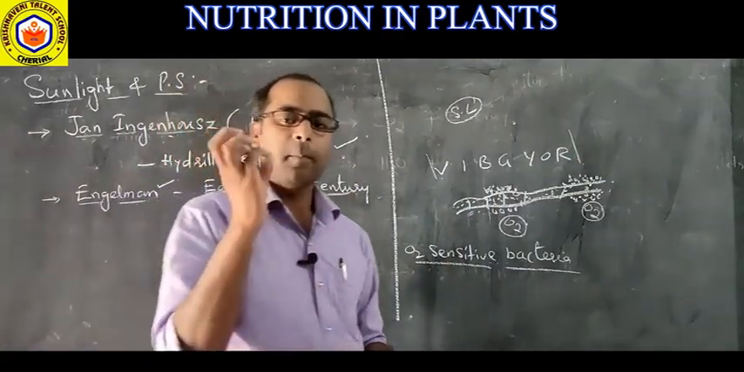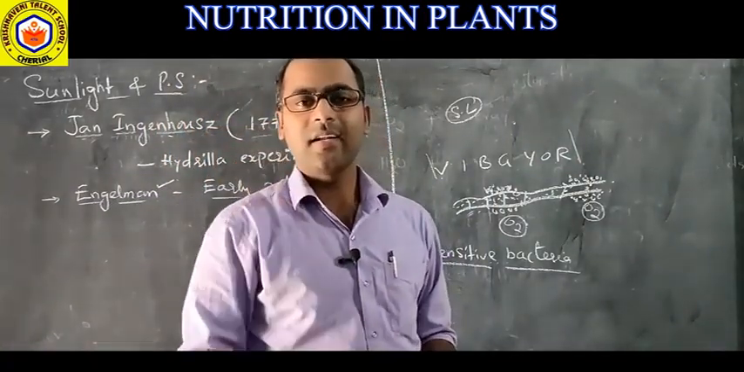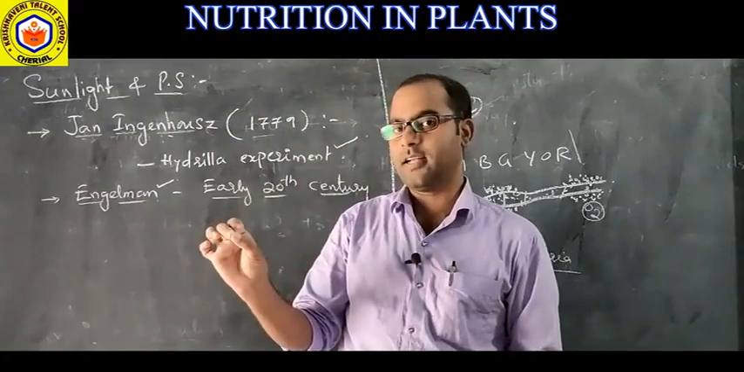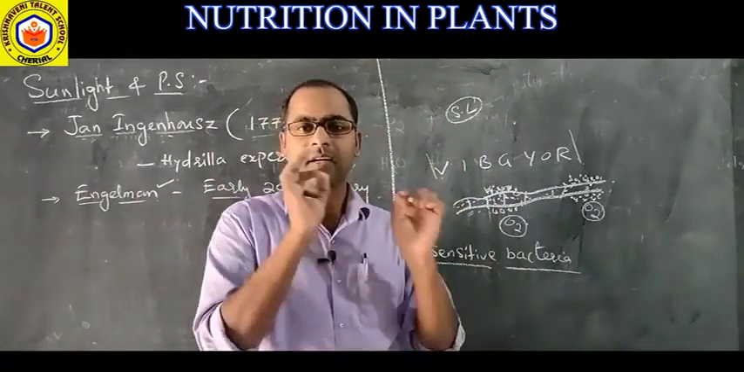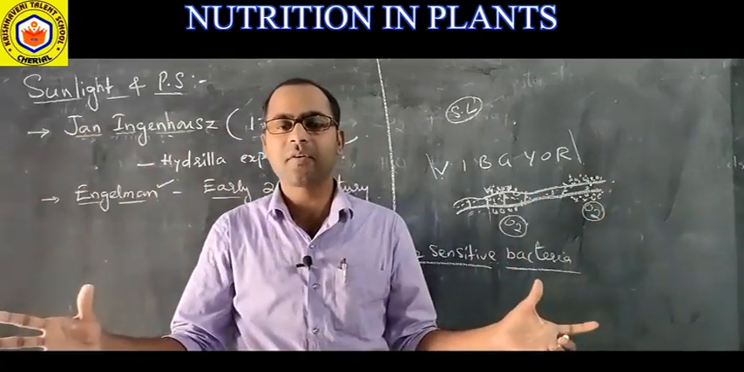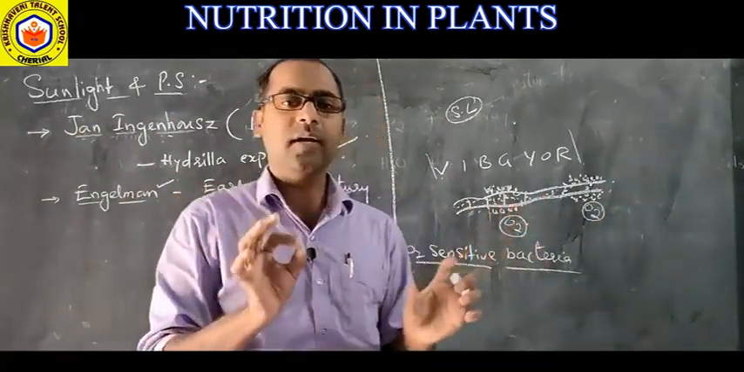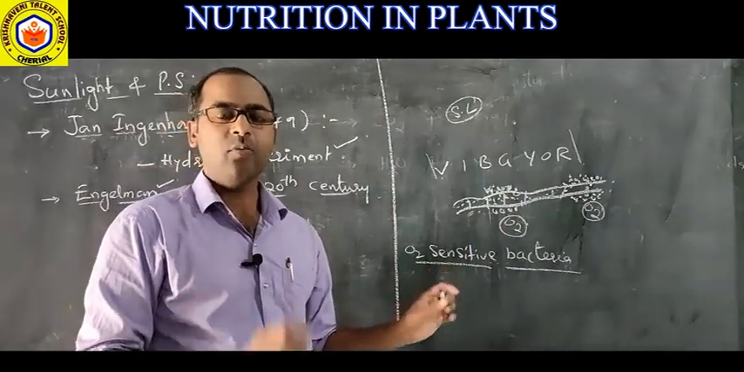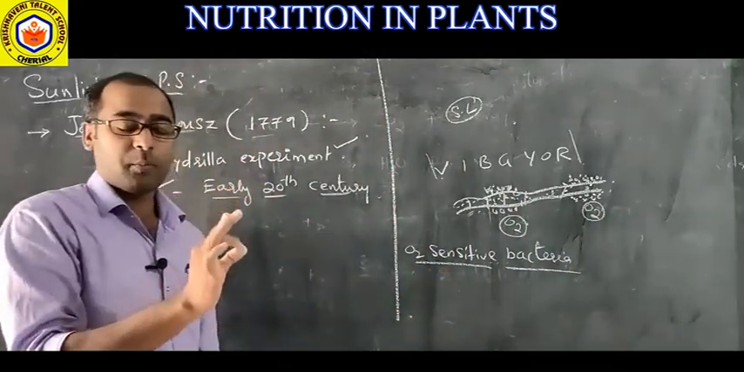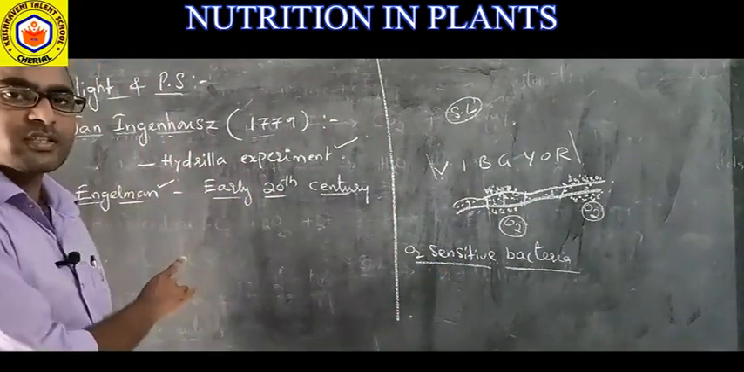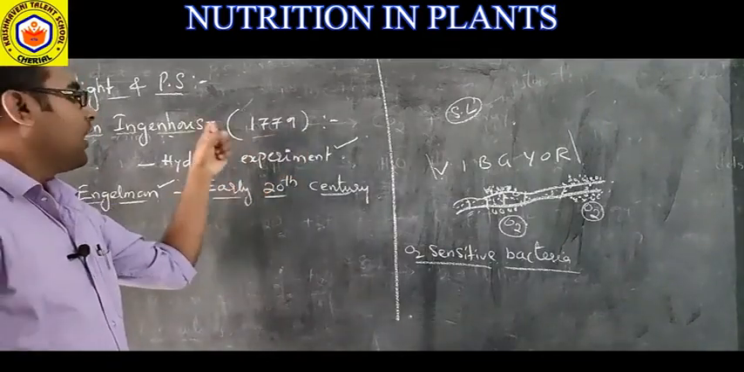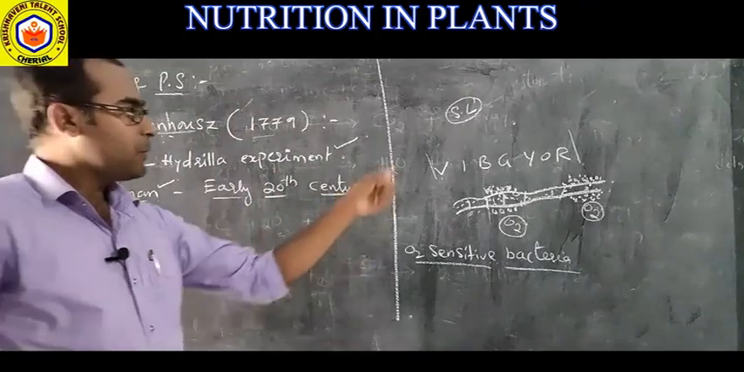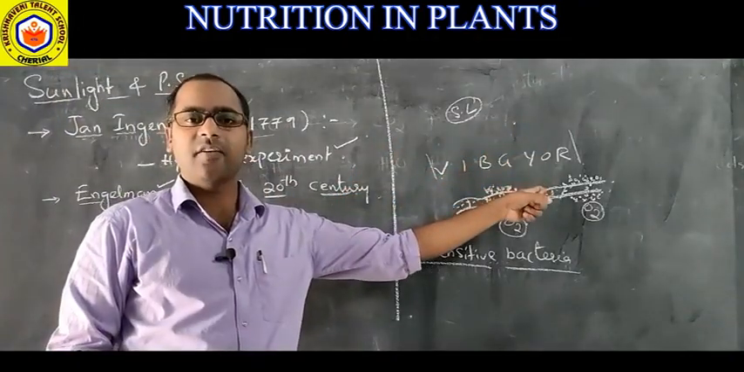The plants absorb blue colored light and red colored light, but not green colored light. Green color cannot be absorbed by the plants. Yes, green color is reflected completely from the plant. That is why the plants are green in color. So plants require sunlight for photosynthesis, and from the Hydrilla experiment it is proved, and the plants require blue color light and red color light for photosynthesis.